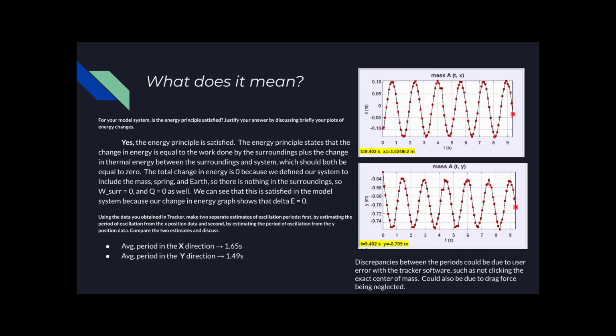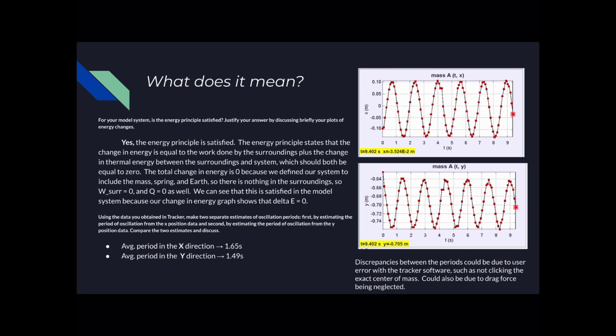The total change in energy is 0 because we defined our system to include the mass, earth, and spring, so there's nothing left in the surroundings, so the work of the surroundings would be 0, and the exchange of heat between the surroundings and system would be 0 as well. We can see that this is satisfied within the model because we had that straight orange line at 0, which represented delta E.